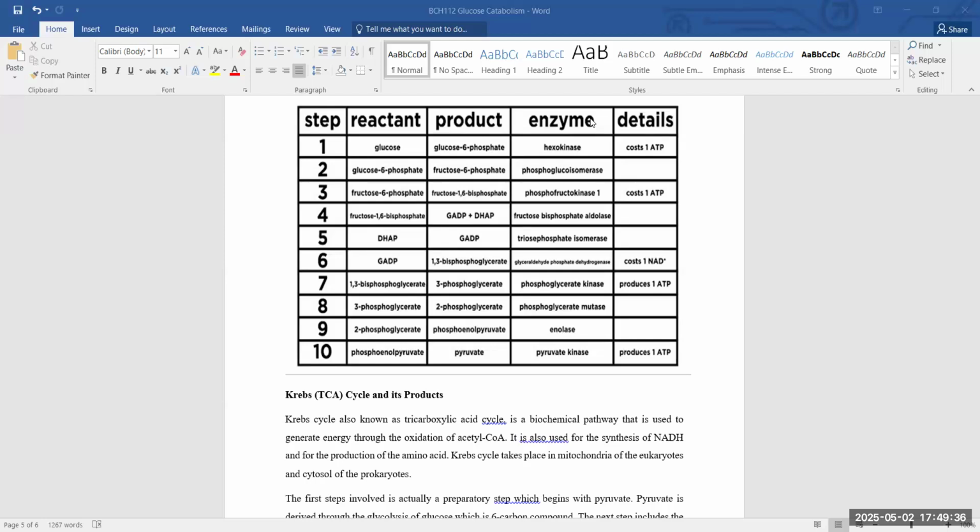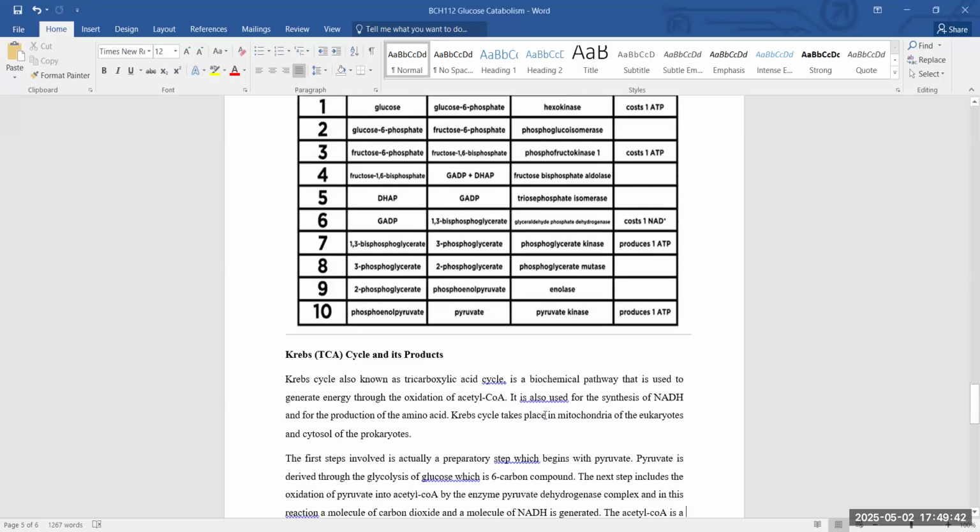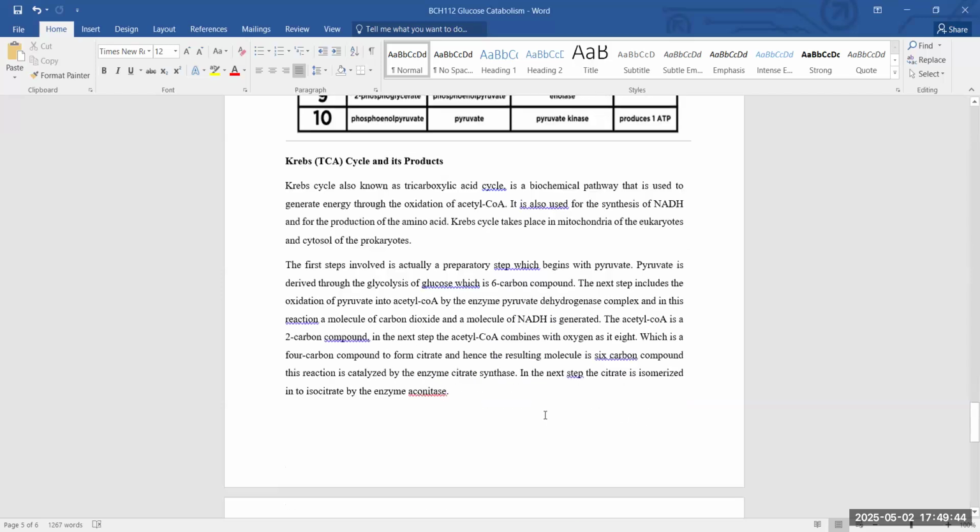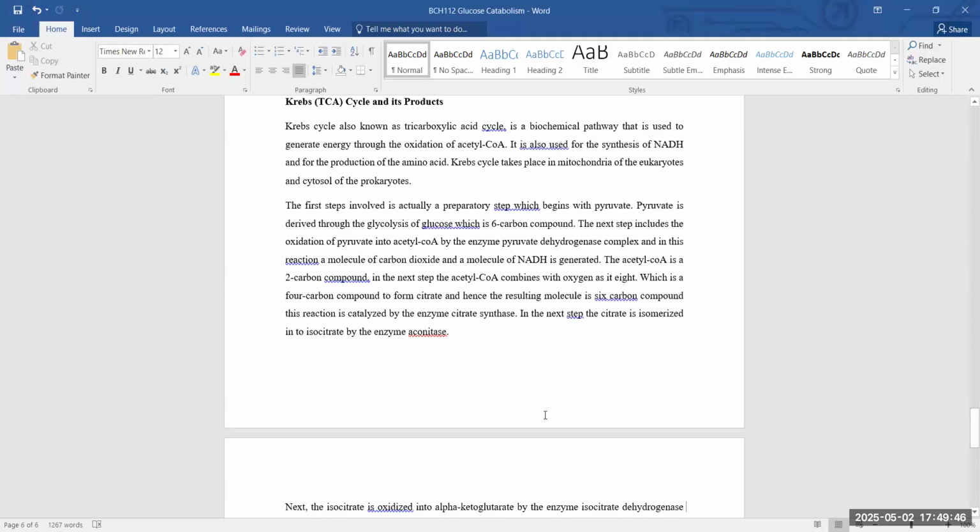All right. In the absence of further questions, I think it's good we delve into the TCA cycle. The TCA cycle is also known as the Krebs cycle or the tricarboxylic acid cycle. TCA means tricarboxylic acid, then cycle.